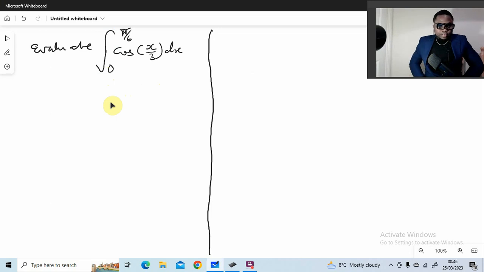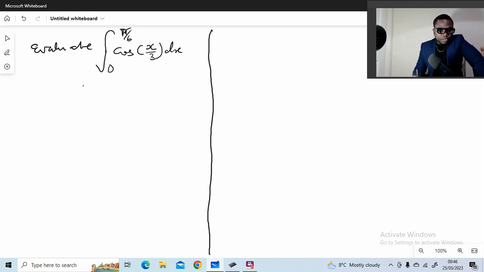I'll be looking at this integration of trigonometric function. The question says evaluate cos x over 3. I'll be solving this question with two different methods. The first one is with the use of formula. The second one is actually longer. So let's start with the first method.